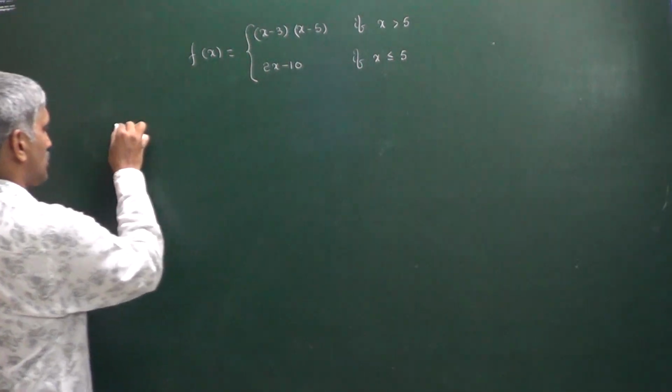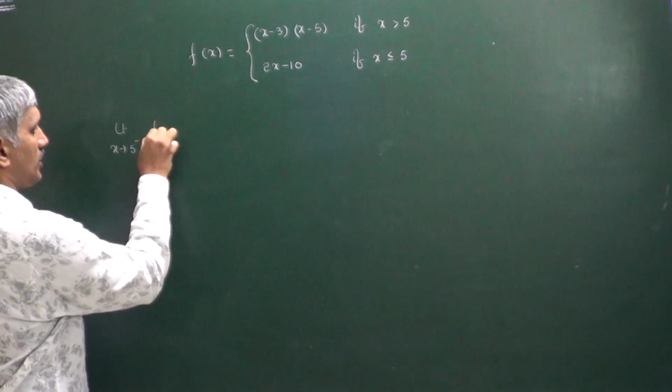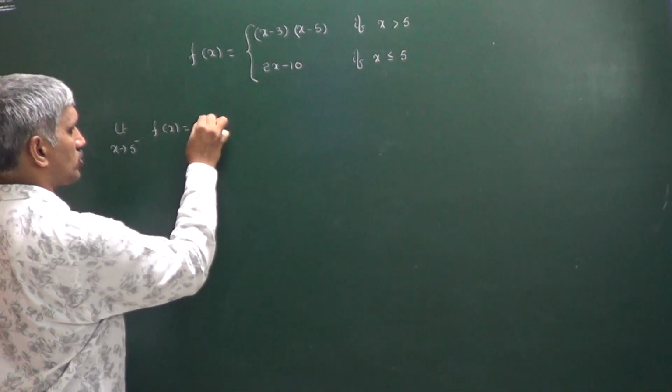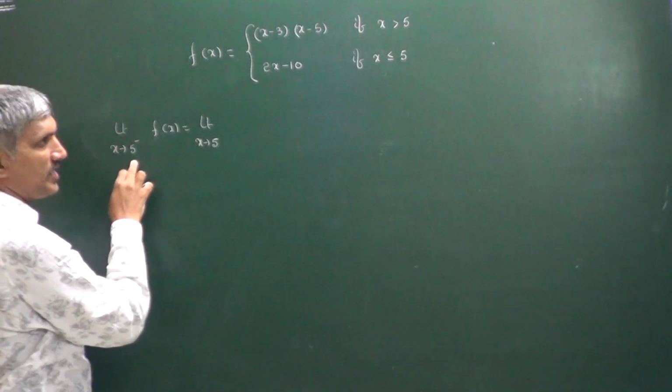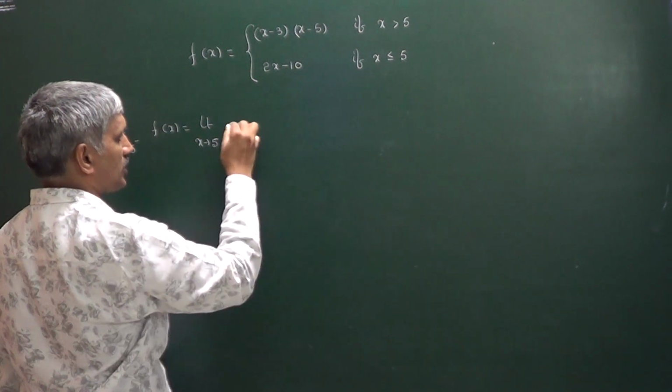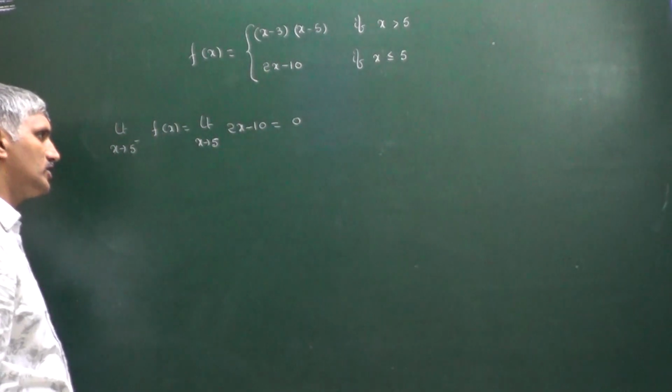So first of all I am checking the continuity. Limit x tends to 5 minus f of x is equal to limit x tends to 5. 5 minus means less than 5. In the less than 5 case this is the function. So 2x minus 10, that is equal to 10 minus 10, we will get 0.